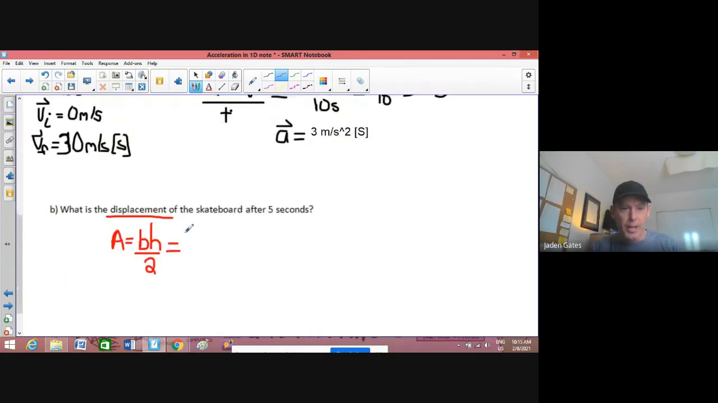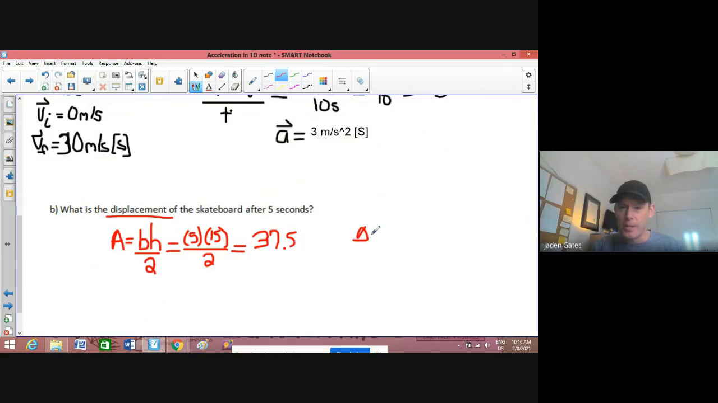So I'm going to go back. Base is 5. Again, I'm getting all this information from my graph. My height was 15, divided by 2. And let's see my numerical number here. 5 times 15 divided by 2. I get, oh man, I'm having trouble with my threes today. 37.5. All right, so that's the number.